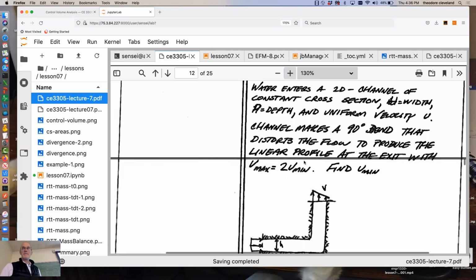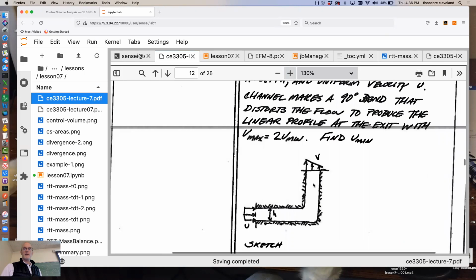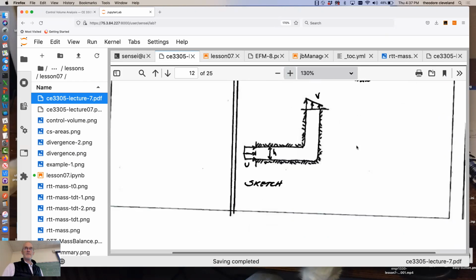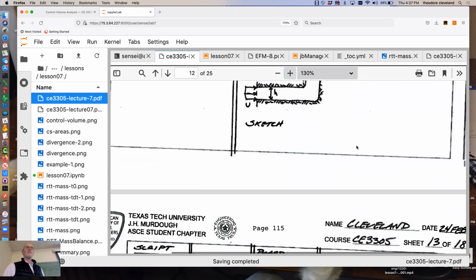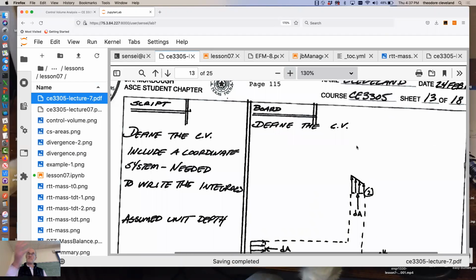Channel makes a 90-degree bend that distorts the flow and produces a linear profile shown where U max is equal to twice the minimum value. We're asked to find U min. So when you see stuff like that, you're going, oh God, I'm going to have to use letters of the alphabet. There's no numbers to fall back on. Yeah, I'm afraid so.